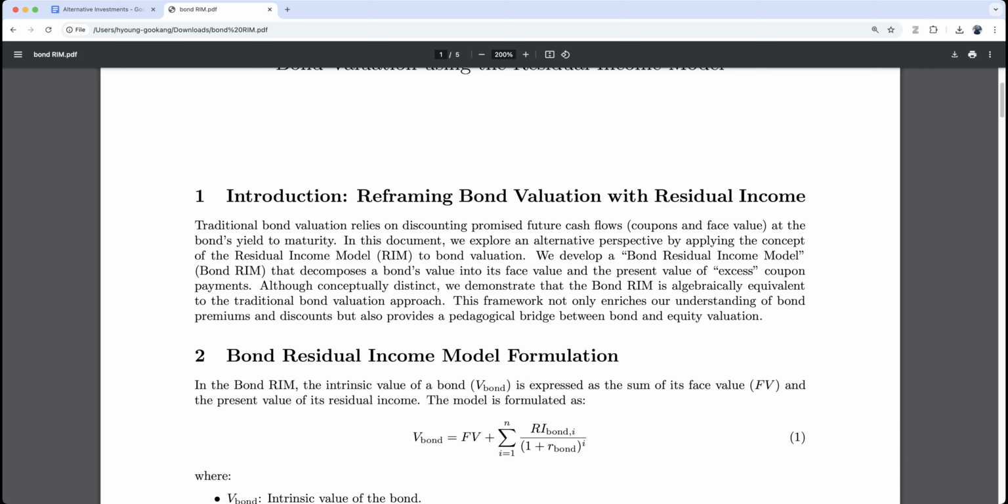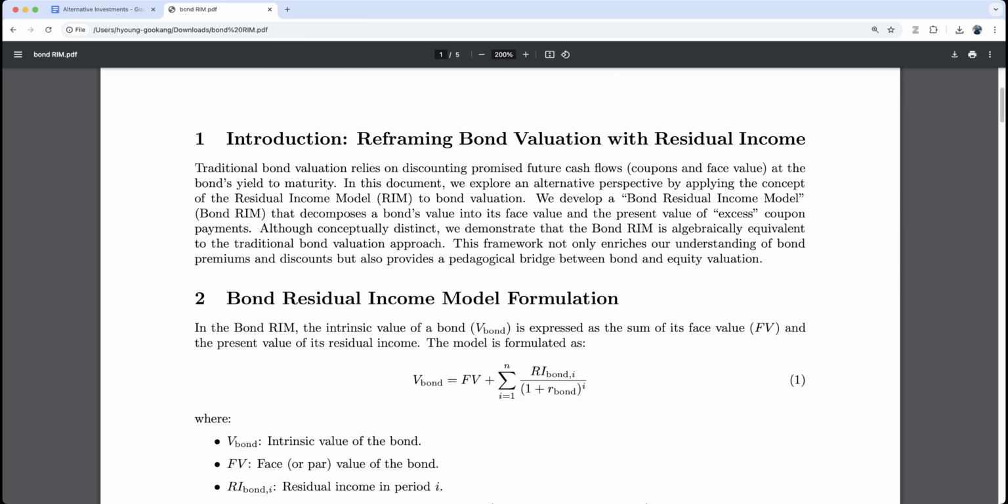This framework not only enriches our understanding of the bond premium and discount, but also provides a pedagogical bridge between bond and equity valuation, as well as deepening our understanding of the residual income model.